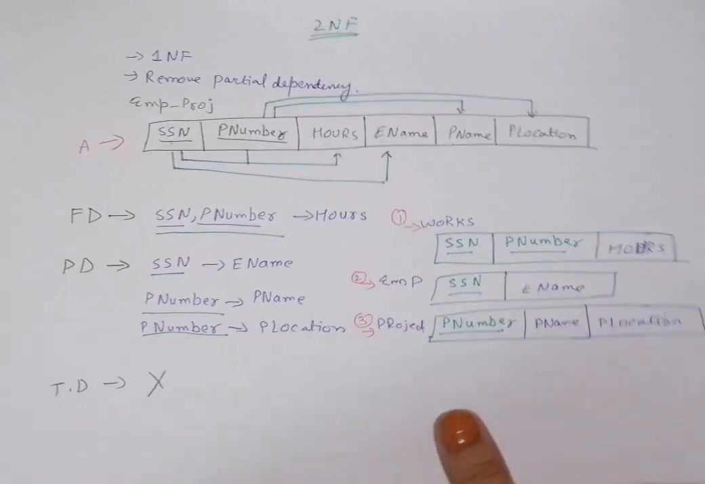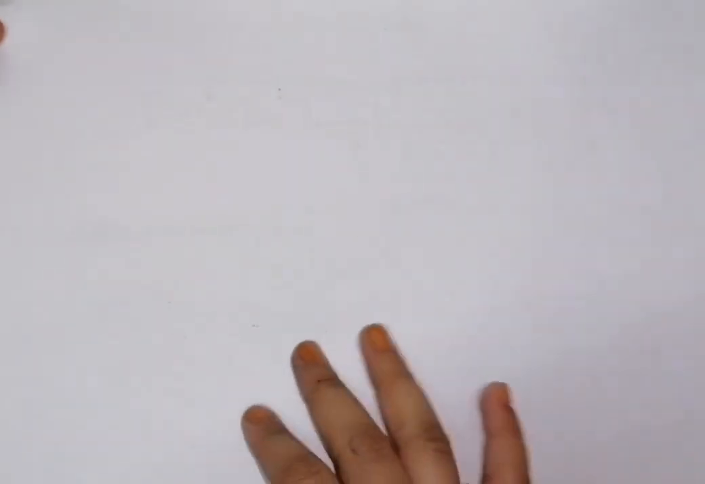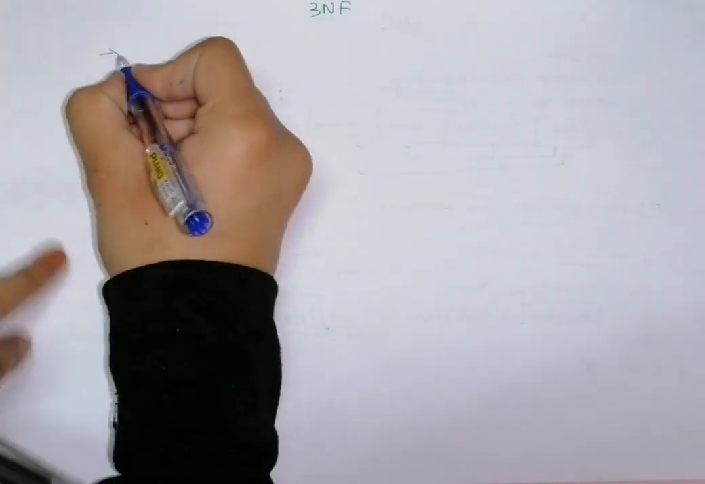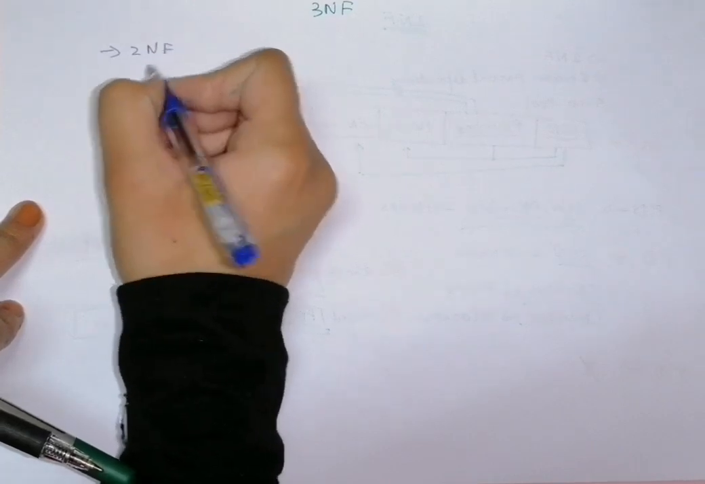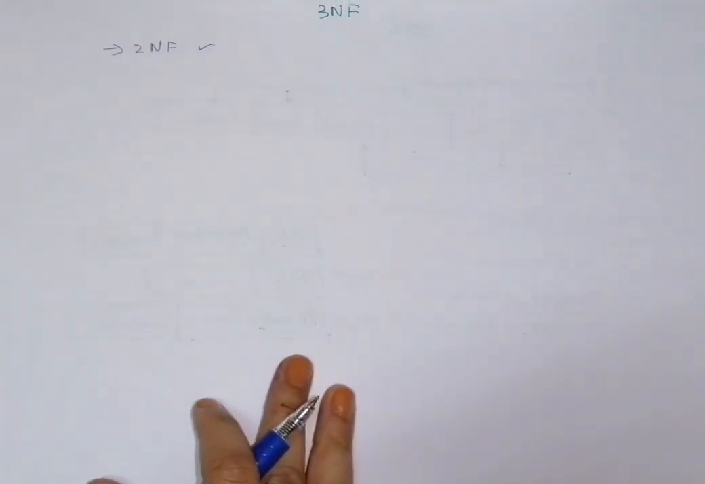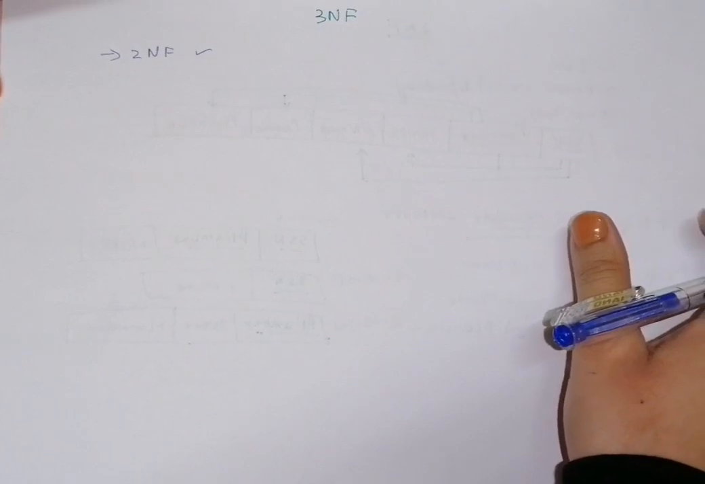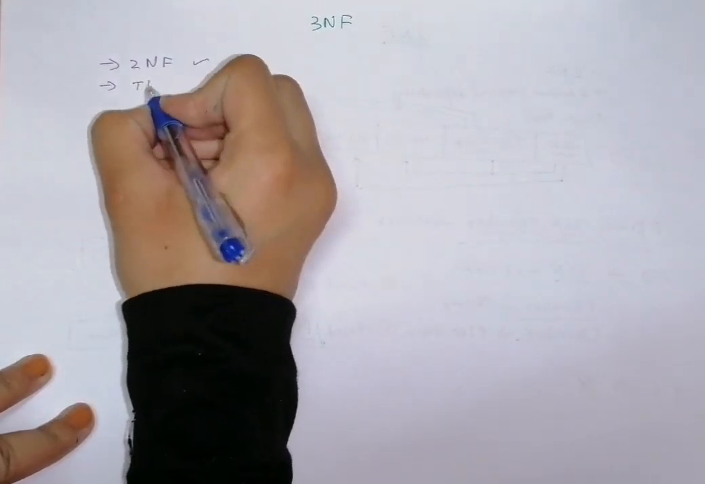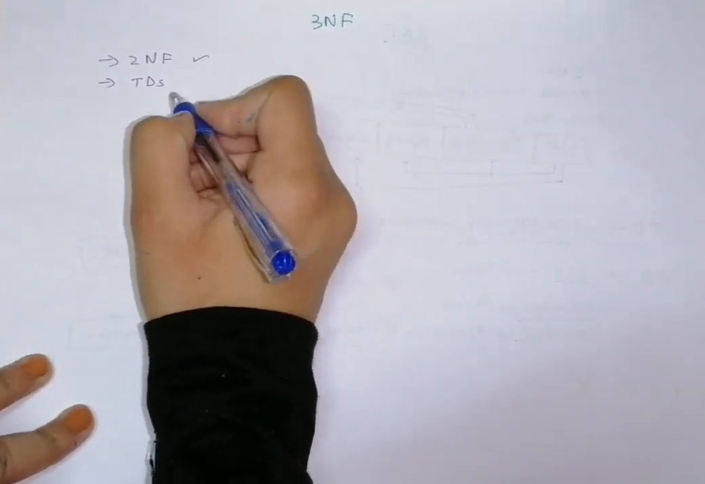Okay, so now we will look at the third normal form. That is, what is third normal form and how can we bring any particular relation into the third normal form. The condition for third normal form is that your relation must be in second normal form. It must satisfy second normal form, and secondly there should be no transitive dependencies. We will eliminate all the transitive dependencies from the given relation or table.